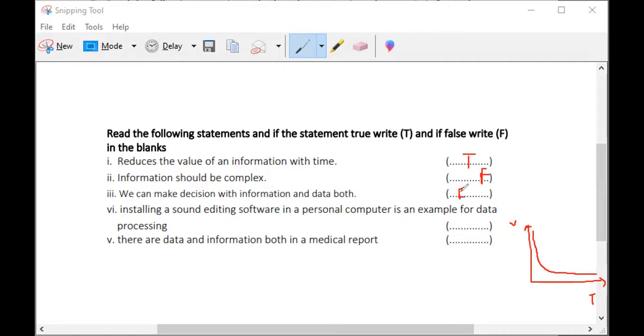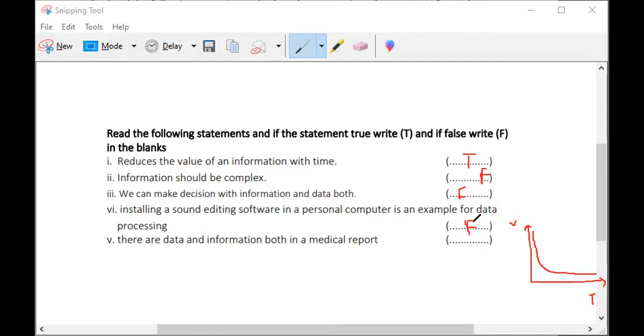Installing sound editing software in a personal computer is an example of data processing. Installing means you are just keeping it. There's no kind of process happening there. To have data processing, you have to have data. Then after the process, you get the information. So the input, process, and output should be there. This is just you putting software on the computer, installing. That is false.